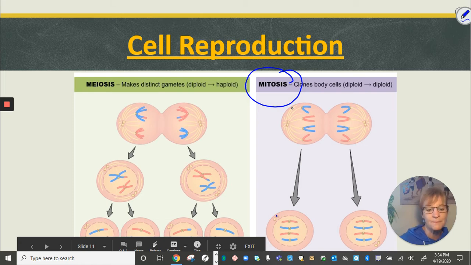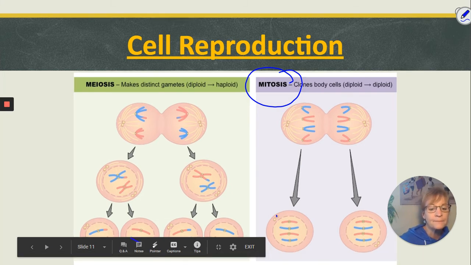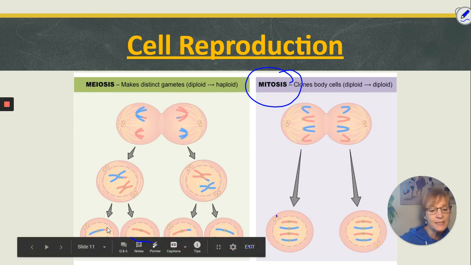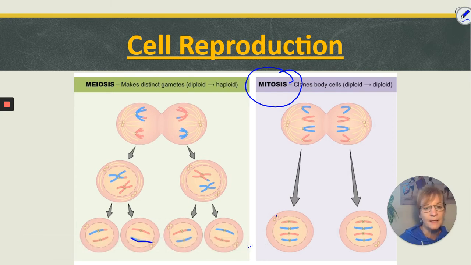So those are two of the same cells. In meiosis, you are shuffling genetic information. So when you're shuffling genetic information, you're getting different cells. So down here, you can see that these cells are not the same. So they are different cells being made in the process of meiosis.